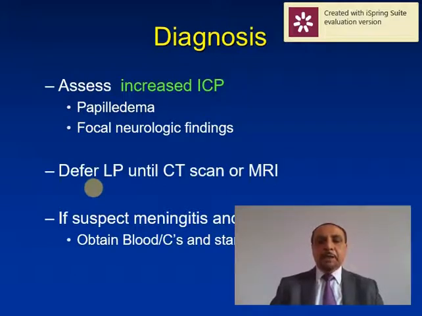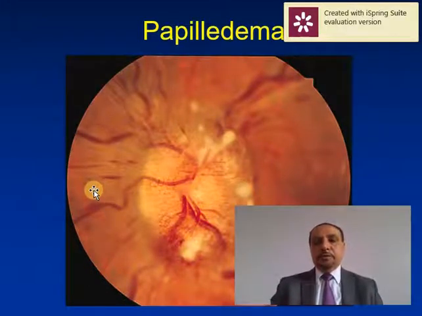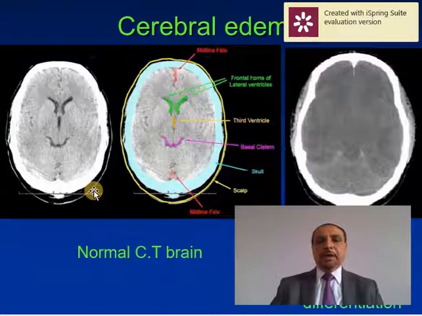If you suspect meningitis and you are awaiting neuroimaging, it is better to do a blood culture and start empiric antibiotics. Blood culture will mostly be positive at that time, so you do the blood culture and you start the empiric antibiotic. This is the papilledema. It is very clear: congestion, and the optic disc is hazy and so on. This is the cerebral edema.